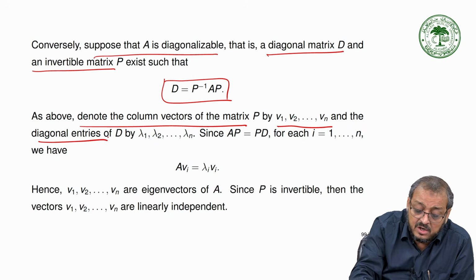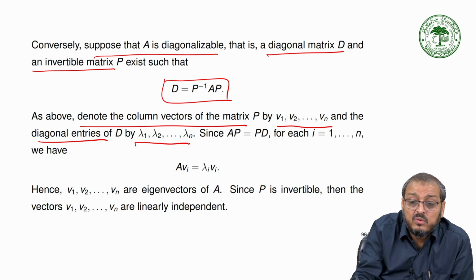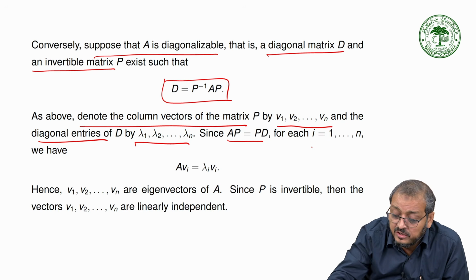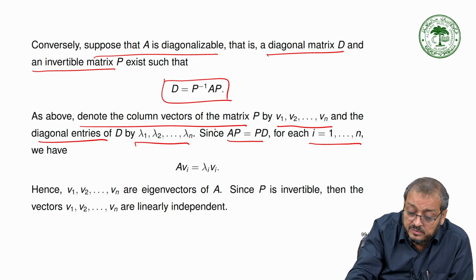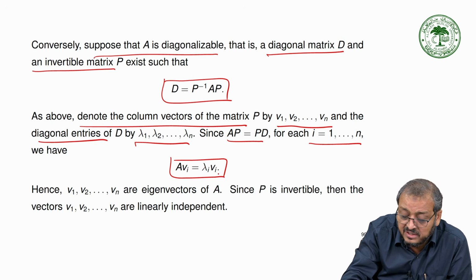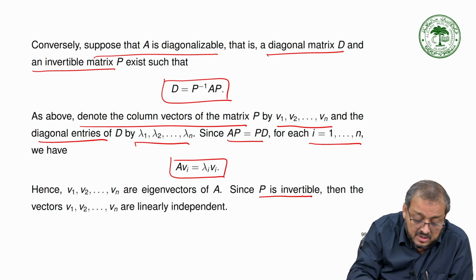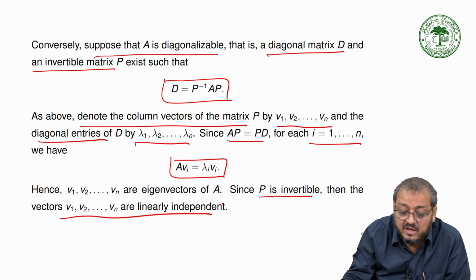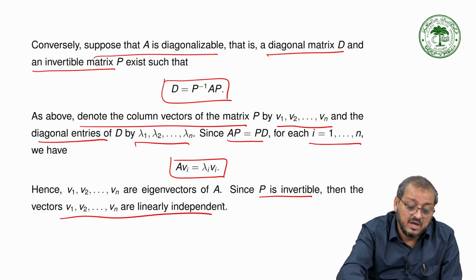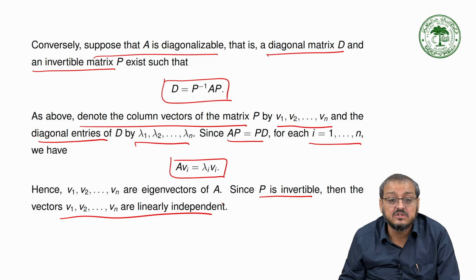The diagonal entries of D are lambda 1, lambda 2, up to lambda n, and since AP is equal to PD for each i, this means AP is equal to PD, and we can say that A of Vi is equal to lambda of Vi, where V1, V2, up to Vn are the eigenvectors of A. Since P is invertible, the vectors V1, V2, up to Vn are linearly independent. This way we complete the proof of this theorem.